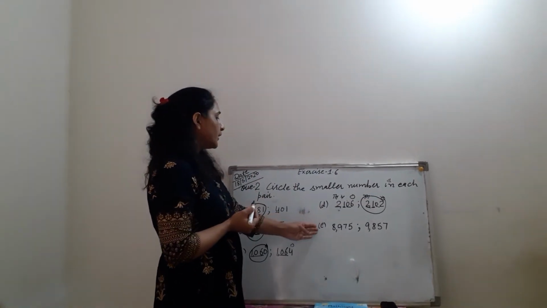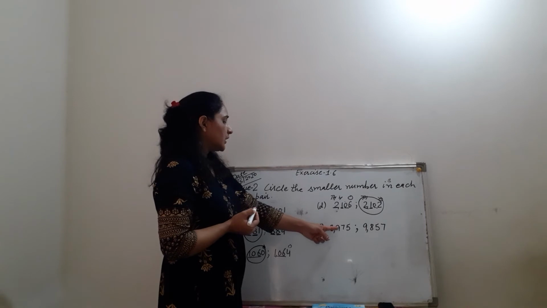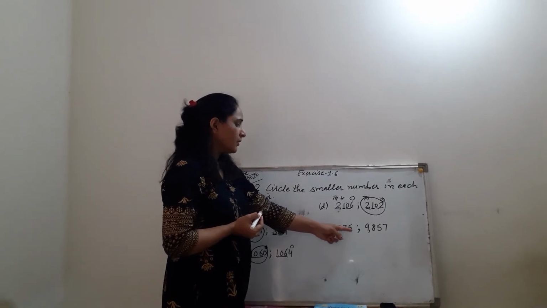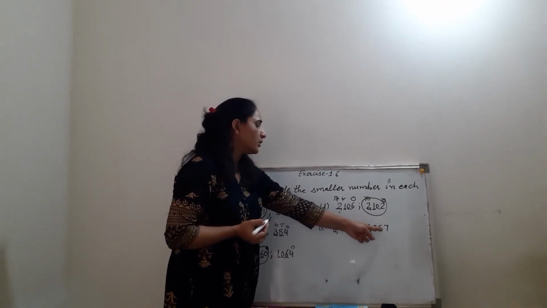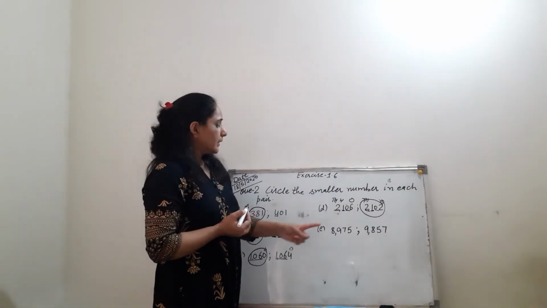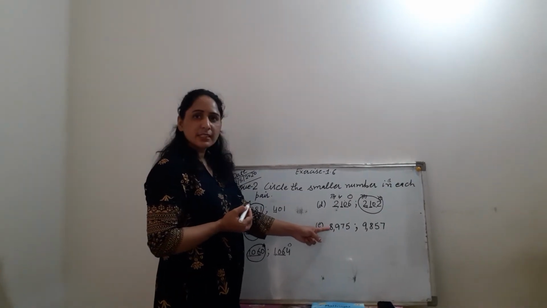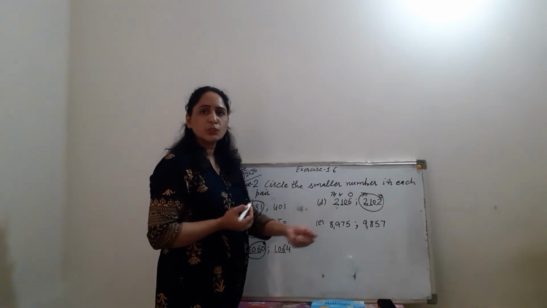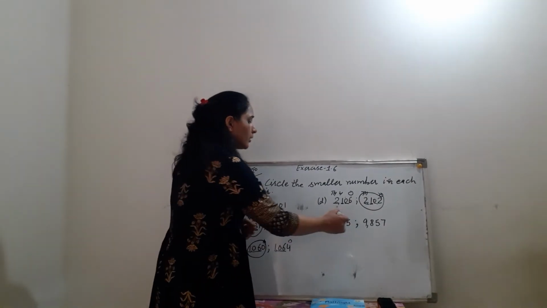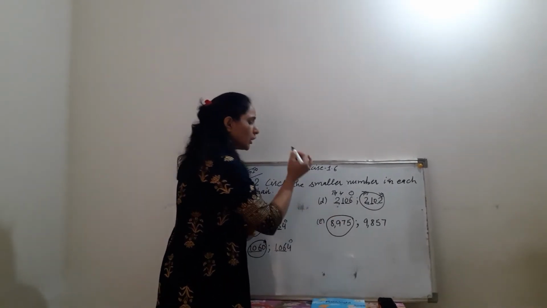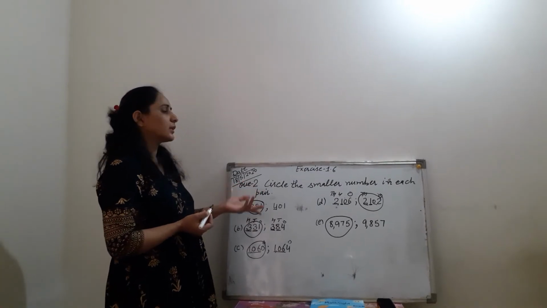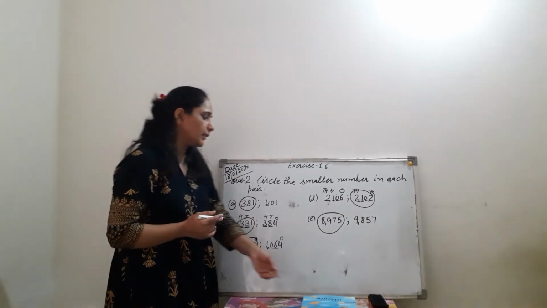Clear? Now part E, 8975 and 9857. See the thousands place. Here is 8, here is 9. So which one is smaller? 8 is smaller. So we circle the smaller number. This is your question number 2. Circle the smaller number. Clear, all of you?